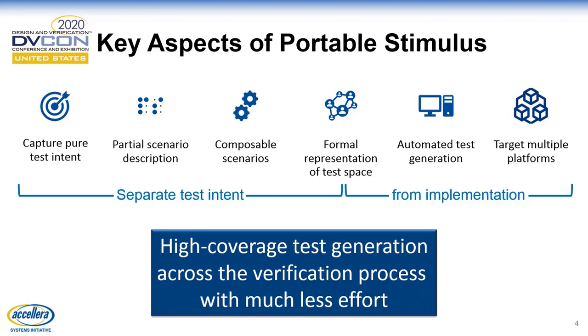So what we're really talking about doing here is separating that test intent. What is it that I want to verify from the implementation? How am I going to actually make that happen on my given platform? Right? And that is a really big thing in portable stimulus, as we'll see. So we're really talking about high coverage test generation across the verification process with much less effort. And hopefully by the end of today, you'll see how we've managed to do that.